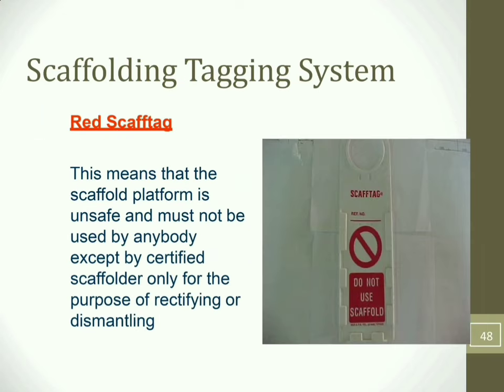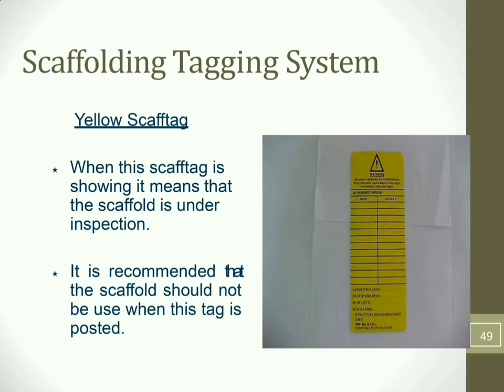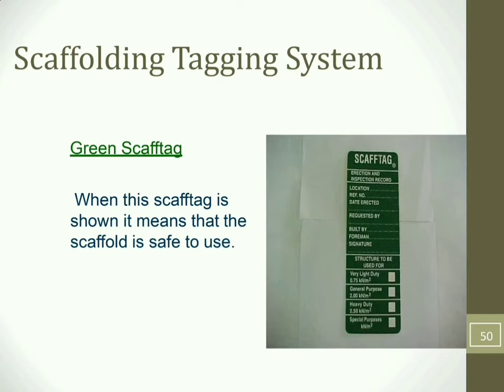The scaffolding tagging system has a red tag. A red scaffold tag means that the scaffold platform is unsafe and must not be used by anybody except a certified scaffolder, and only for the purpose of rectifying or dismantling. The scaffolding tagging system also has a yellow tag. When this tag is showing, it means that the scaffold is under inspection. It is recommended that the scaffold should not be used when this tag is posted. And the next one, green, is very important. When this tag is shown, it means that the scaffold is safe to use.